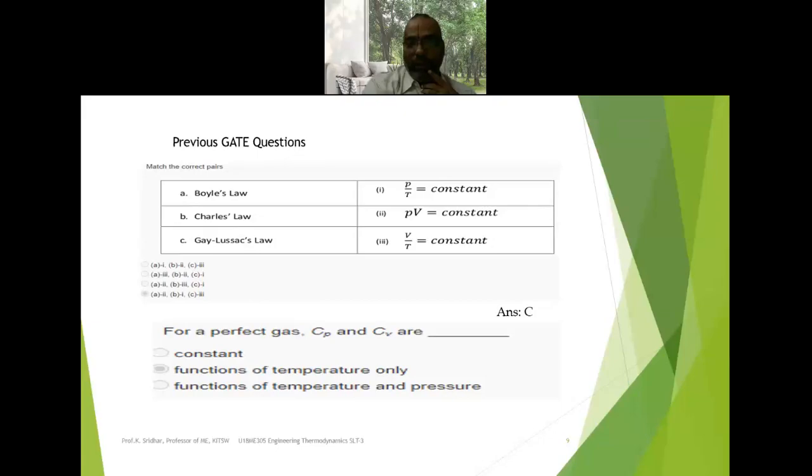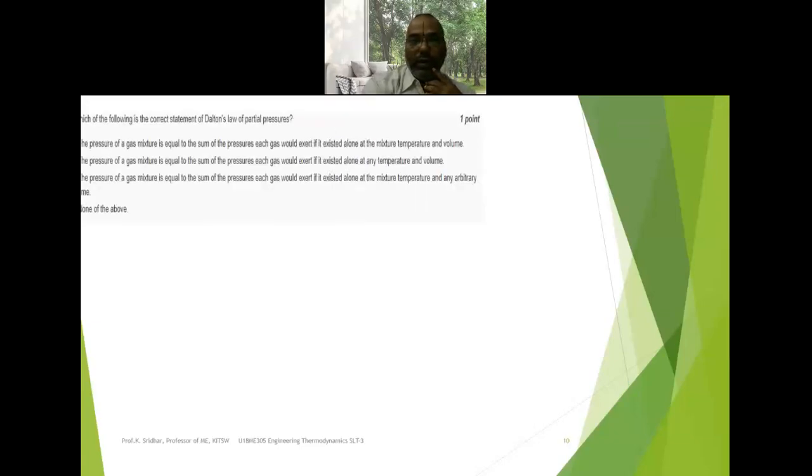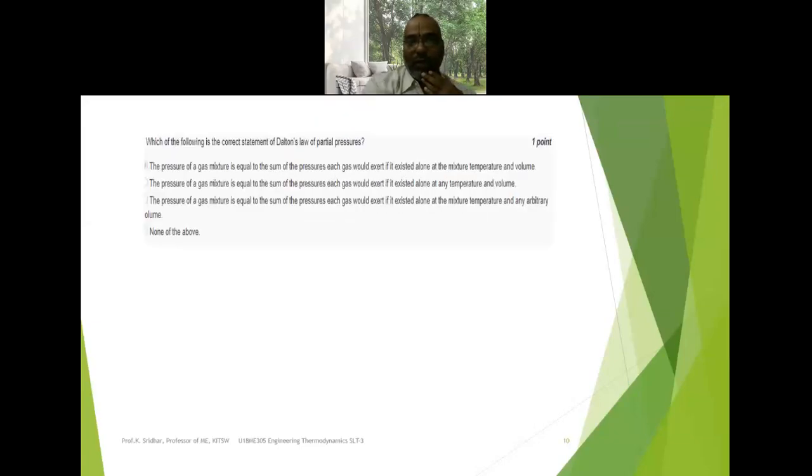Next one: for a perfect gas, Cp and Cv, that is the specific heat at constant pressure and specific heat at constant volume, are always constant. So the answer is A. The next question is, which of the following is the correct statement of Dalton's law of partial pressures? It is very important. The total pressure of the system is always equivalent to the summation of the individual partial pressures of the elements. That is, P is equivalent to P1 plus P2 plus P3 plus P4, etc. That is nothing but Dalton's law.